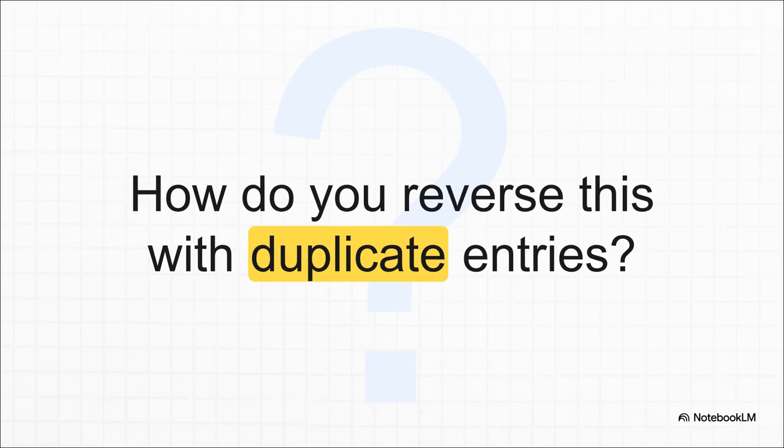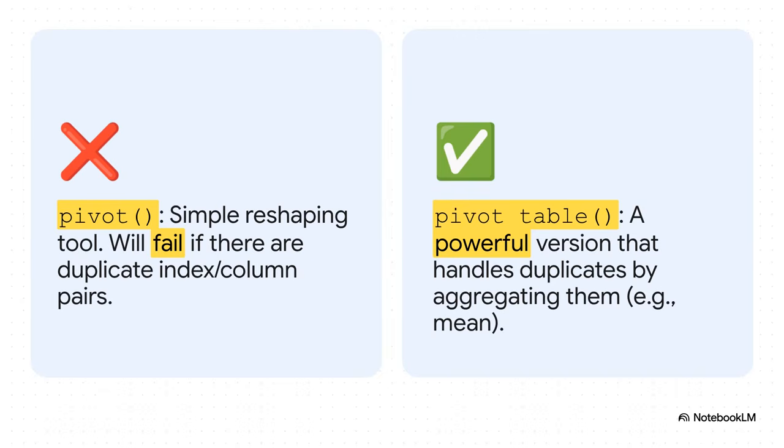What if you need to pivot back to that wide format, but your long data has duplicate entries? Like, say a student took the math test twice, what then? And this is where a lot of people get stuck. They try the simple pivot function, and it throws an error. It sees a duplicate and it just doesn't know what to do.